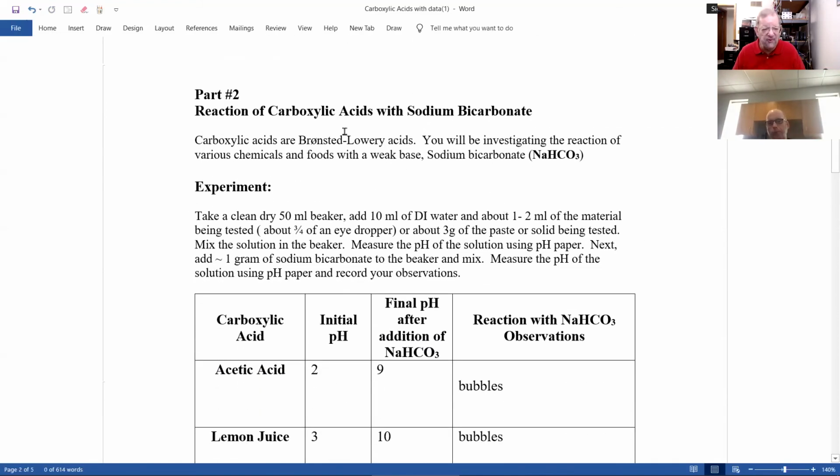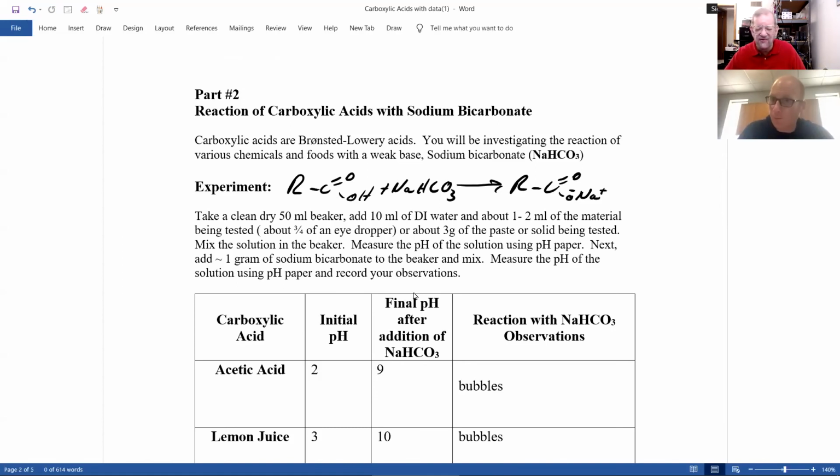Next, we'll do the reaction, or you would, of carboxylic acids with sodium bicarbonate. And that reaction is this. Carboxylic acid, sodium bicarbonate, you get the carboxylate anion of the carboxylic acid plus the sodium bicarbonate forms carbonic acid, which breaks down to water plus CO2, and that's given off as a gas. That's what that arrow means.